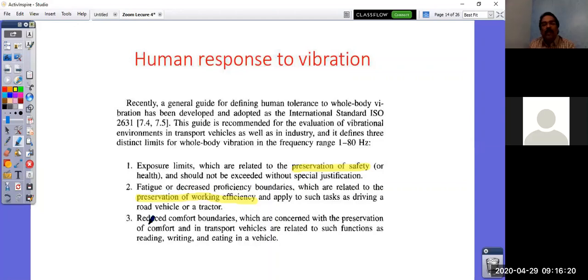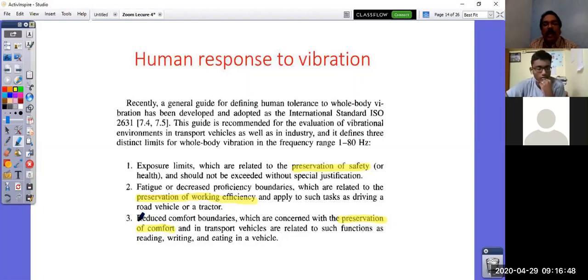Again, the third criterion called reduced comfort boundaries, which is again a consideration of preservation of comfort. So out of these 3, what would you think will have higher amplitude boundary limits? Is it the first case or is it the third case? Can anyone? Third. Third case.